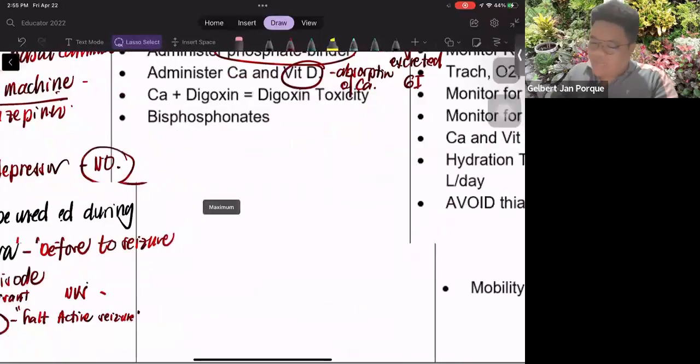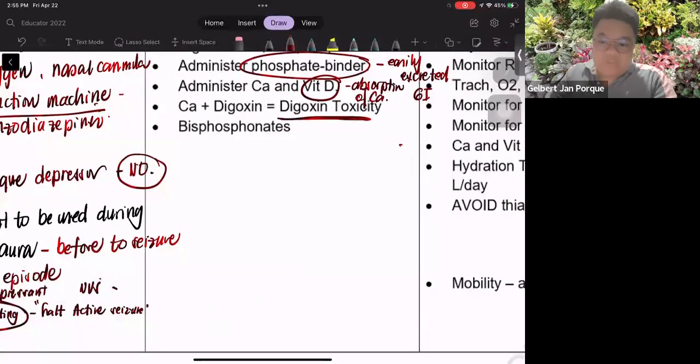Okay, class, one example of your bisphosphonates is your alendronate. So you have your Fosamax as a common brand name. Class, for your bisphosphonates, they are the drug of choice for your osteoporosis.